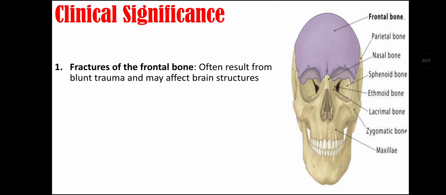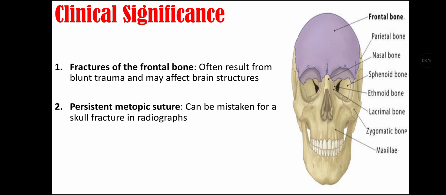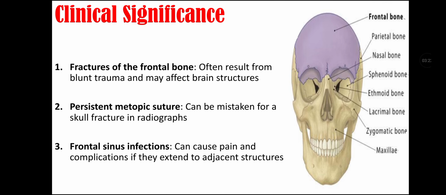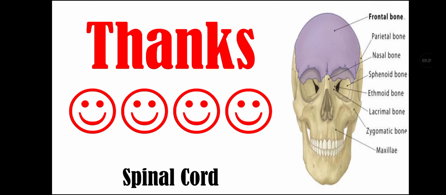Clinical significance. First clinical significance is fracture of frontal bone that often results from blunt trauma and may affect brain structure. Second significance is persistent metopic suture that can be mistaken for skull fracture in radiographs. Third is frontal sinus infection that can cause pain and complications if they extend to adjacent structures. And this was all about frontal bone.